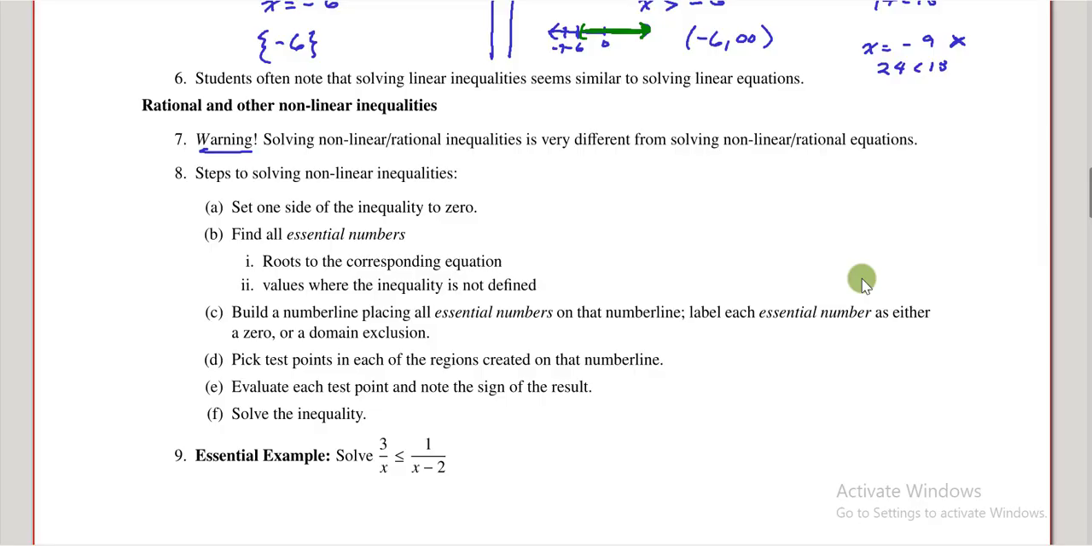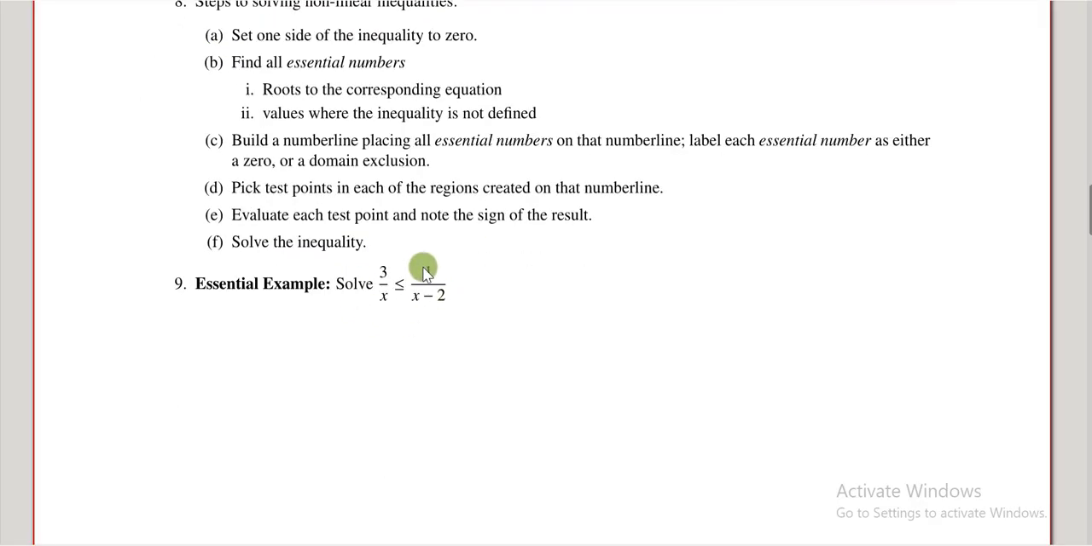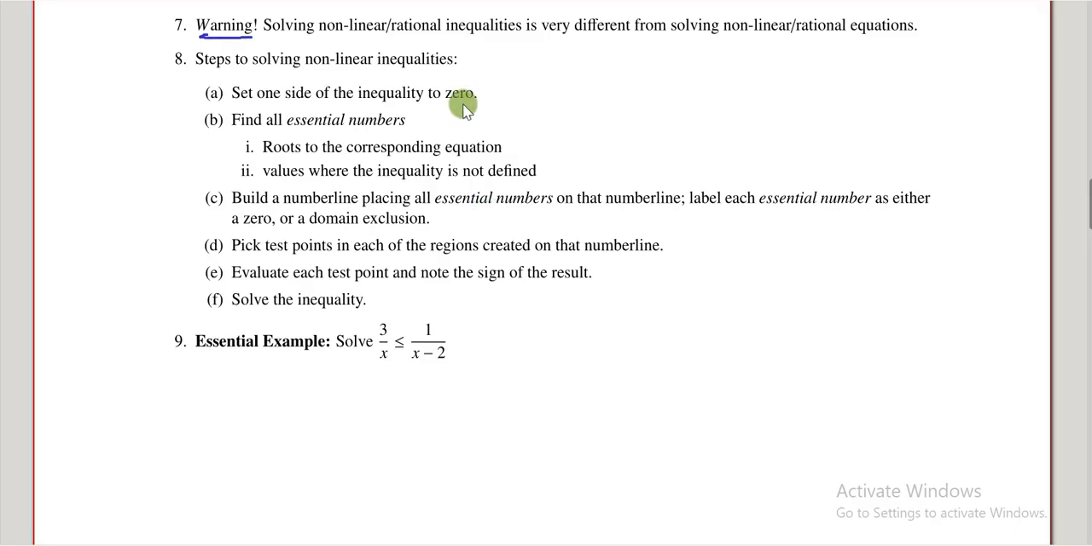Okay. So here I've got a sequence of steps, and we'll take a look at it. This is about as challenging as these problems can get, the example that I've given you here. And let's go ahead and give it a shot. If we want to solve a nonlinear inequality, the first thing we do is set one side of the inequality to 0. Then we find all the essential numbers. I'm calling these essential numbers. Those are the roots to the corresponding equation or values where the inequality is undefined. We then build a number line and place the essential numbers on the number line. We then pick test points, evaluate each test point, and then we can solve the inequality. Folks, these are the steps.